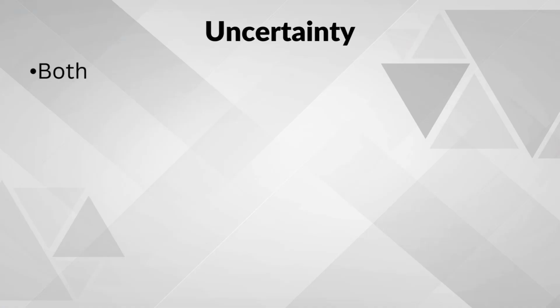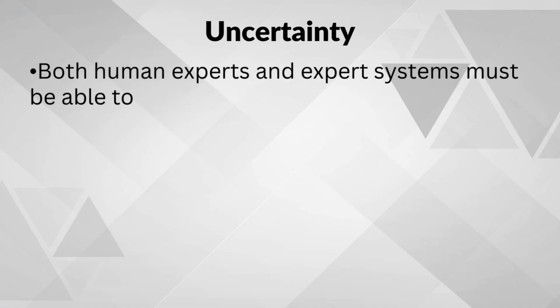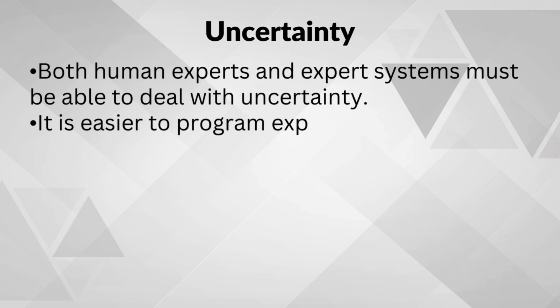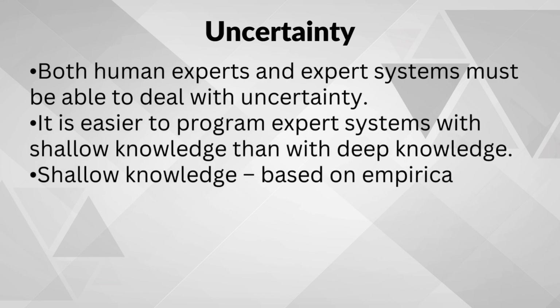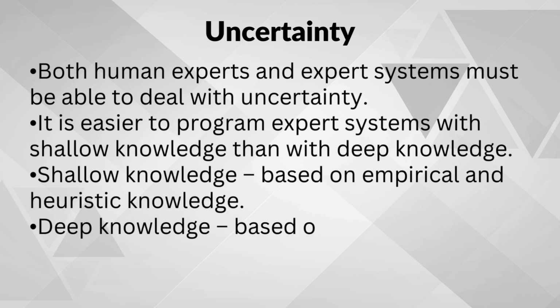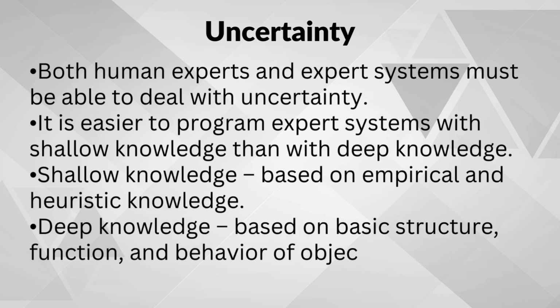Uncertainty. Both human experts and expert systems must be able to deal with uncertainty. It is easier to program expert systems with shallow knowledge than with deep knowledge. Shallow knowledge is based on empirical and heuristic knowledge. Deep knowledge is based on basic structure, function and behavior of objects.